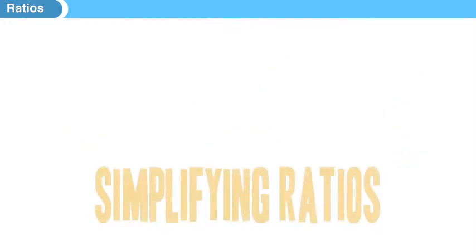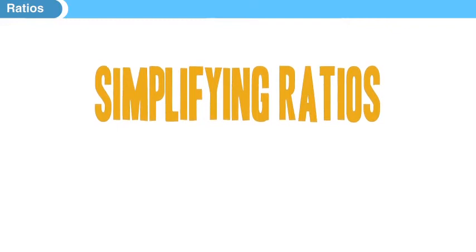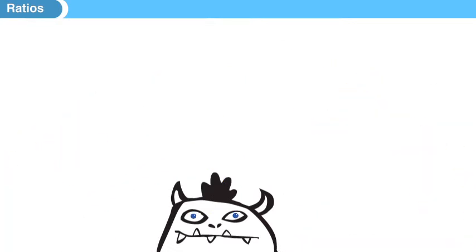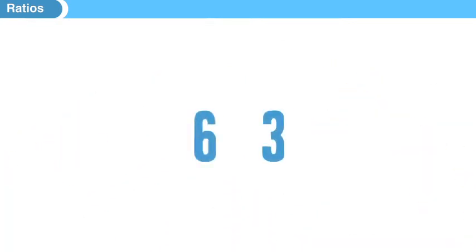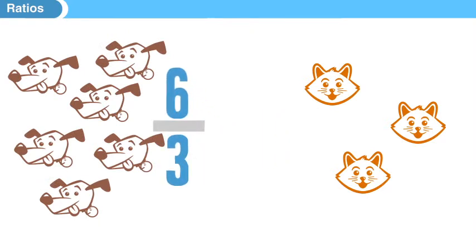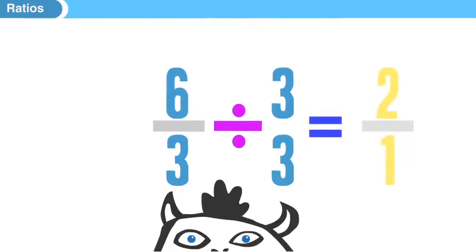Simplifying ratios. Simplifying ratios is similar to simplifying fractions. As with fractions, you can and you should simplify ratios. So for example, 6 dogs to 3 cats. What we can do is divide the first term and the second term both by 3. And when we do that, we get a simplified ratio of 2 to 1.